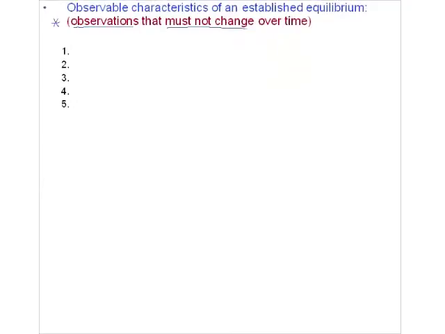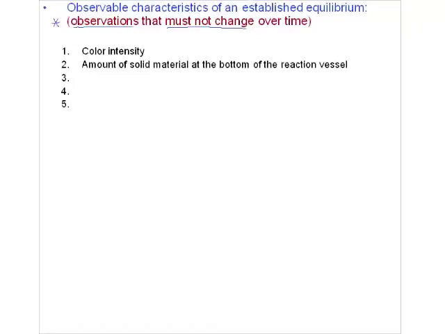Okay, there we go. Some of the things that we can look at then that must not change over time: color intensity, obviously, just like with the iodine. The amount of solid material at the bottom of a reaction vessel, like the sodium chloride, right? The crystallization, the dissolving process.